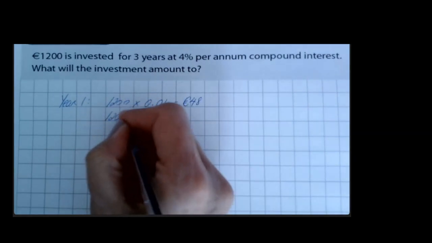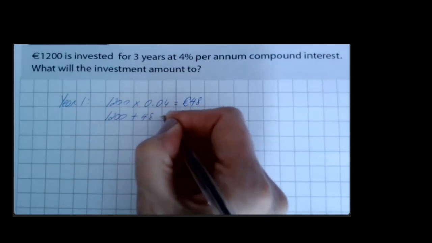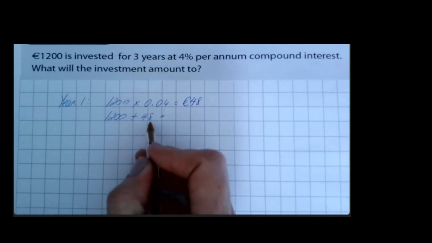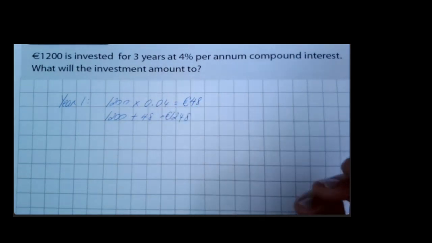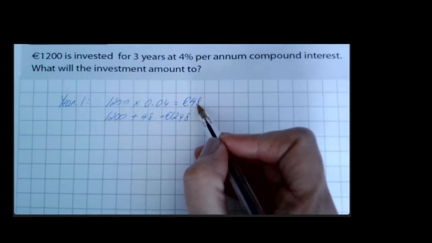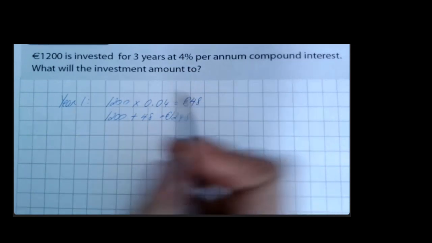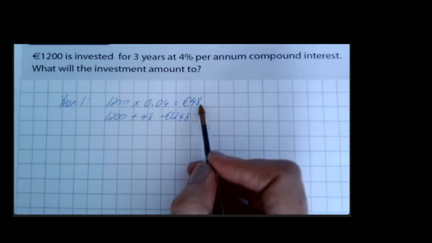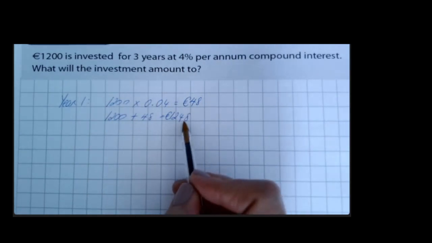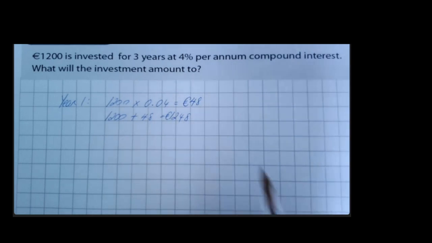So at the end of year one in the bank account, I'm going to have 1,200 plus 48 euros, which is 1,248 euros. Because I've earned 48 euros, that's the interest I've earned. So I still have the 1,200 in that account. I've now earned 48 euros on it. So at the end of the year, I've now got 1,248 euros in the account.